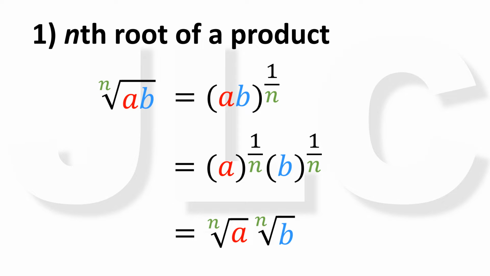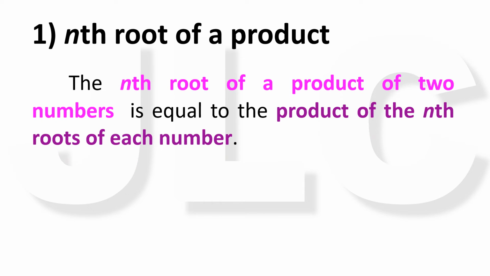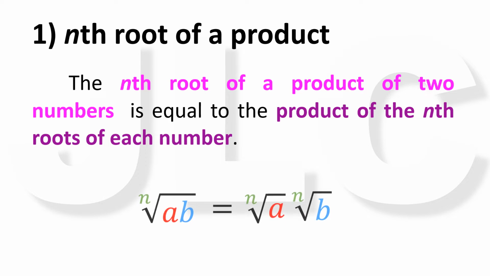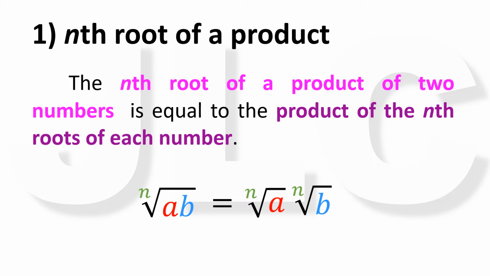So therefore, we have the following property. The nth root of a product of two numbers is equal to the product of the nth roots of each number. Nth root of ab is equal to nth root of a times nth root of b. Now let's verify this using examples.